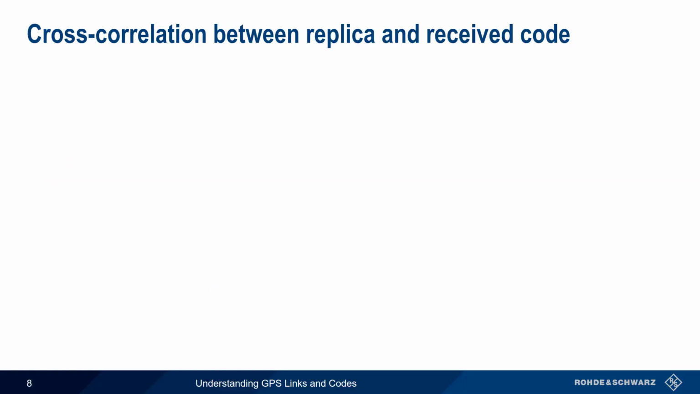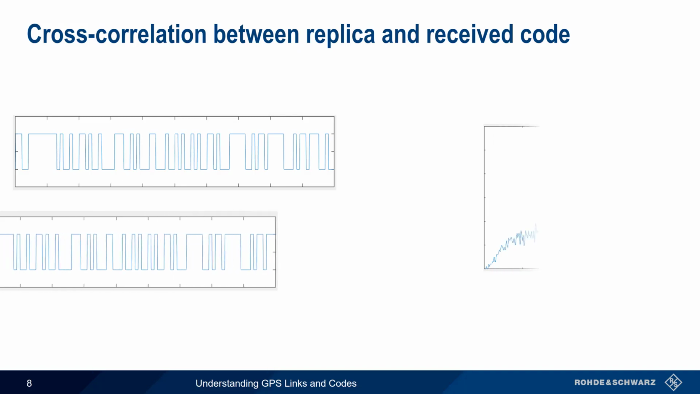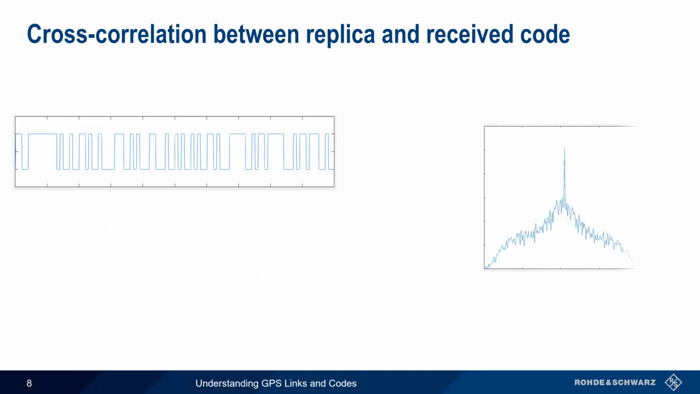Let's visualize how this works. First, we generate a local replica of a satellite's known pseudocode, and then we slide the received code and replica codes past each other and calculate the cross-correlation. The offset between the received and replica code provides us with a signal delay, which is used to calculate the range to the satellite.